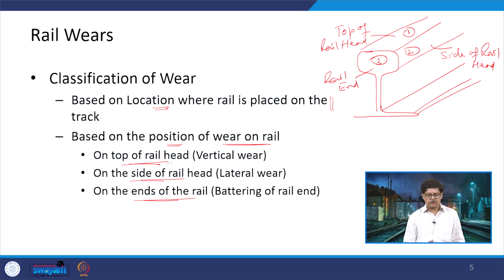So, first of all the top of the rail head is defined as 1, the side of the rail head is defined as 2 in the diagram being created, and the third is the ends of the rail, that means we are talking about this particular location. So, these are the various things which we are going to cover one by one, and we are going to look at what can be the possible reasons due to which the wear at the 1, 2 or 3 location on that rail may occur.